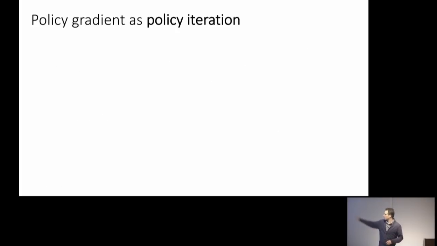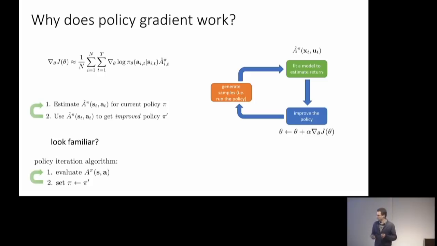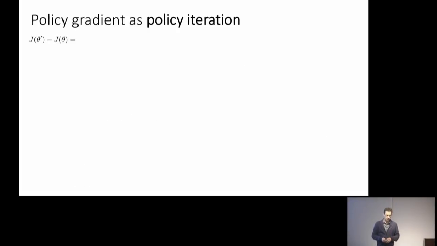So I'm going to show you how you can interpret policy gradient as policy iteration. First, we have to actually write down what it is that we're going to try to optimize when we're trying to get our better policy pi prime. And what I think we should optimize is the difference in the returns.